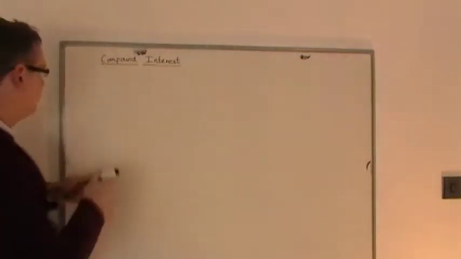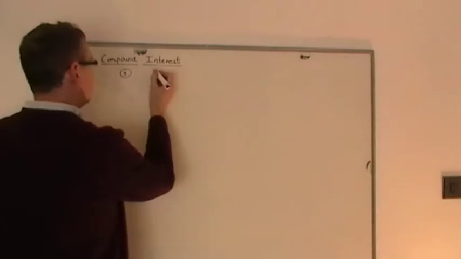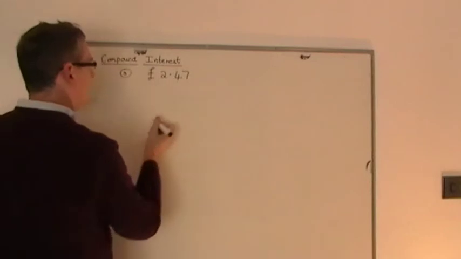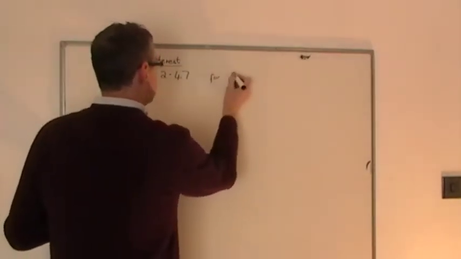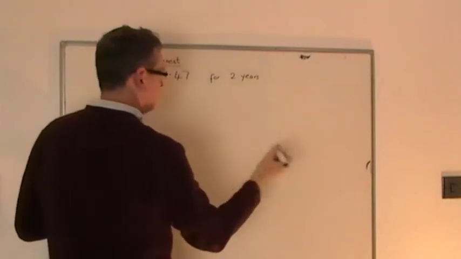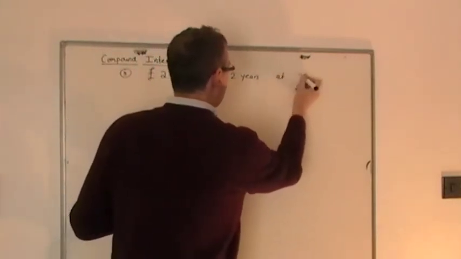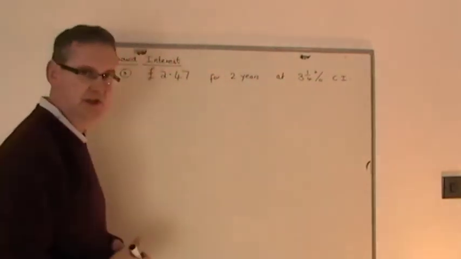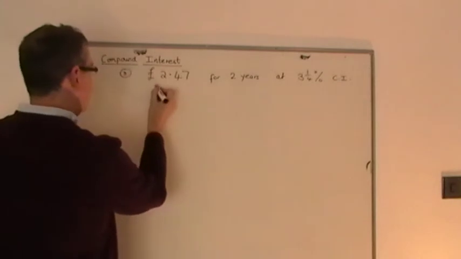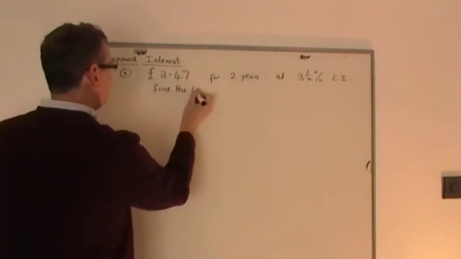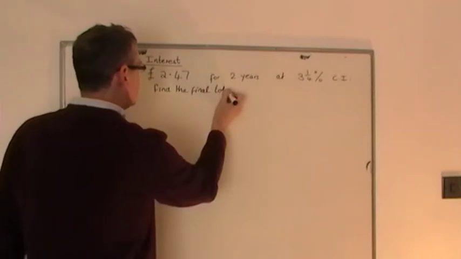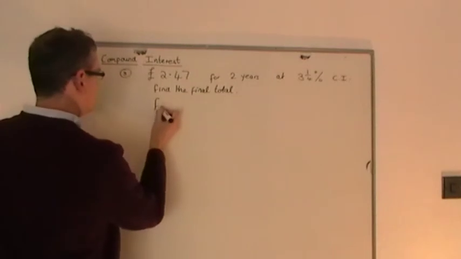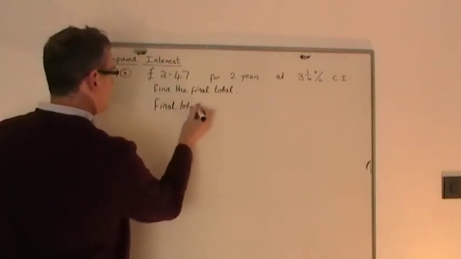Okay, so number 3, compound interest. Let's invest, I don't know, a very small amount of money. Let's say I invest £2.47 in a bank for just 2 years, and the interest rate is only 3.25% compound interest, CI. I'm making this as hard as I can. Find the final total. Okay. So obviously it's not going to be very much money, but let's see if we can get it to the nearest penny.